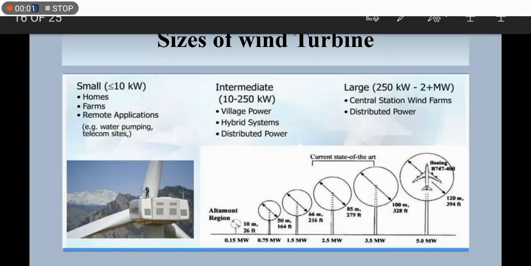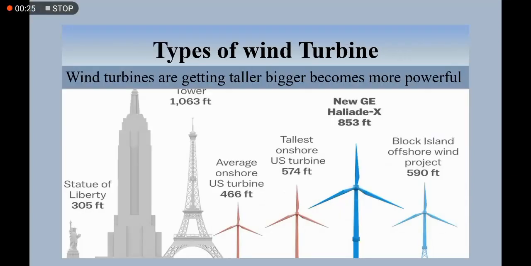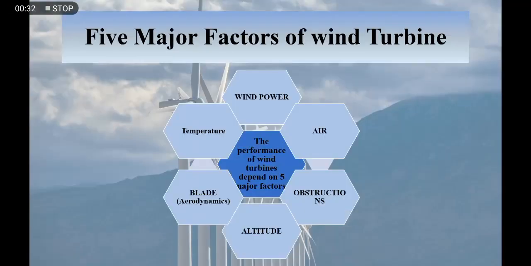So if we talk about the large turbine, it produces almost 250 kilowatts to 2 million watts of electricity. It is mostly used in central station wind farms or distributed power. If we look at the schematic diagram, we can see that as the size of the wind turbine increases, the energy or electricity production also increases. We can also see that as wind turbines get taller or bigger, they become more powerful.